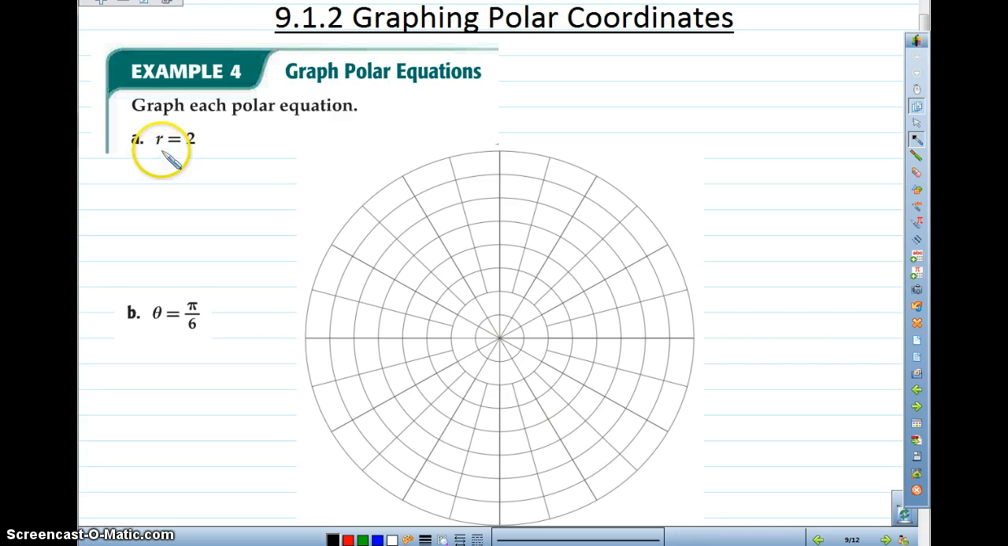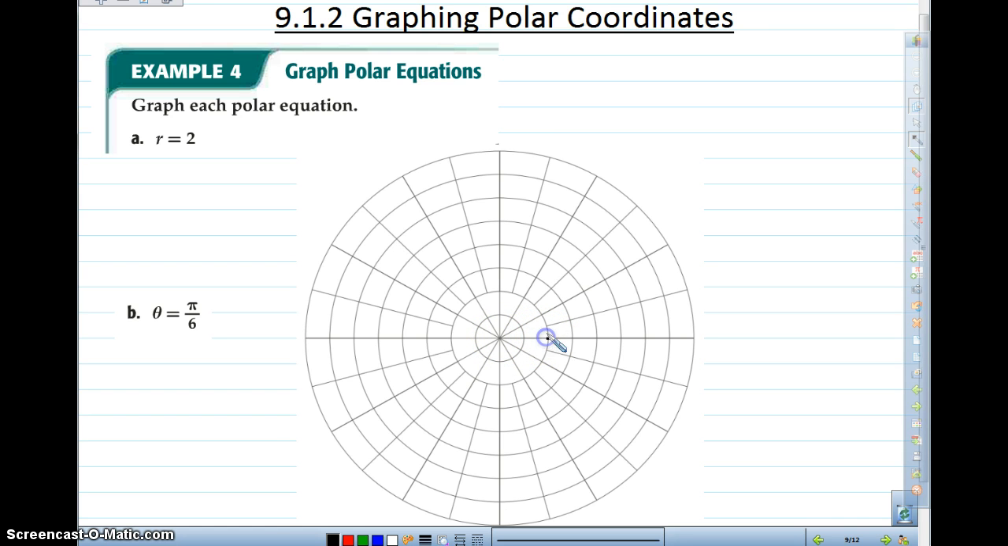The first one that you'll see here is if they set the radius equal to 2. Similarly, when we graph on the rectangular coordinate grid, if we have x or y equal to a value, we find all of the points that contain that value and it forms a straight line. But on the polar graph, if we looked at all the points where the radius was 2, that would be right here.